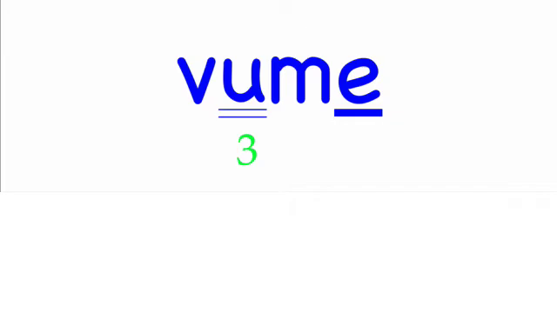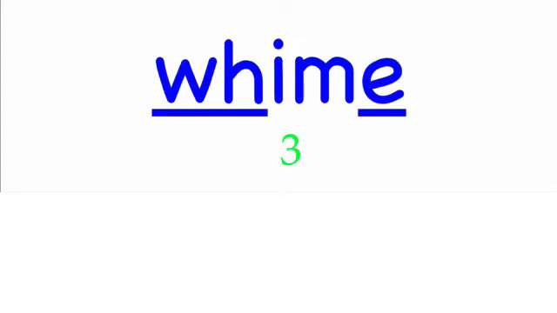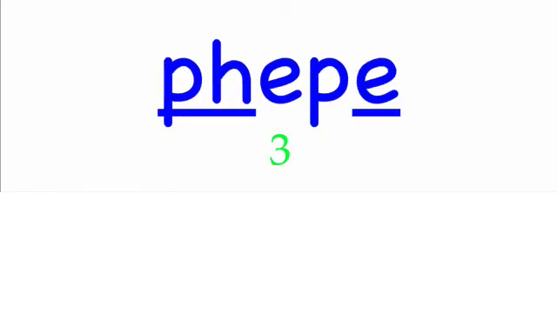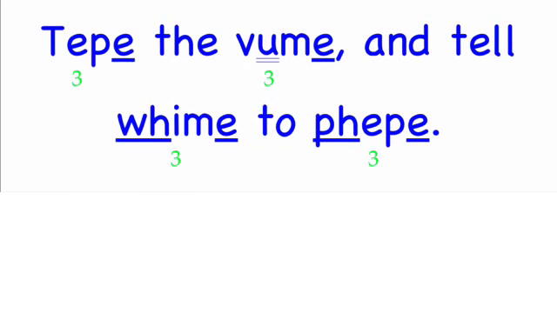And tell Wime, now this word is going to contain a consonant team. And it has three sounds. W, I, M. Wime to feep. Feep. And this word is going to contain a consonant team. This word has three sounds. F, E, P. Feep. Teep the voom and tell Wime to feep.